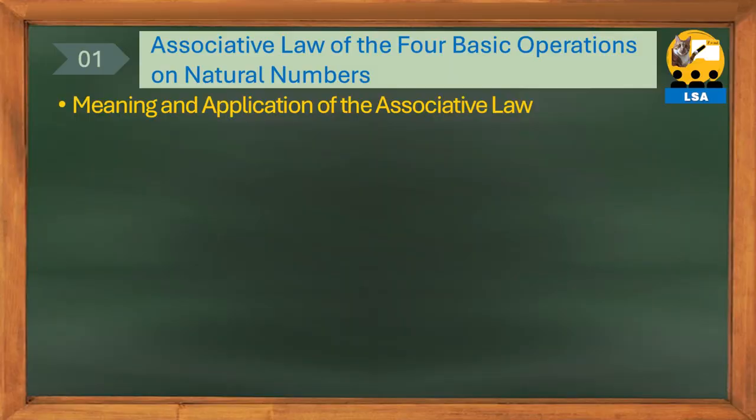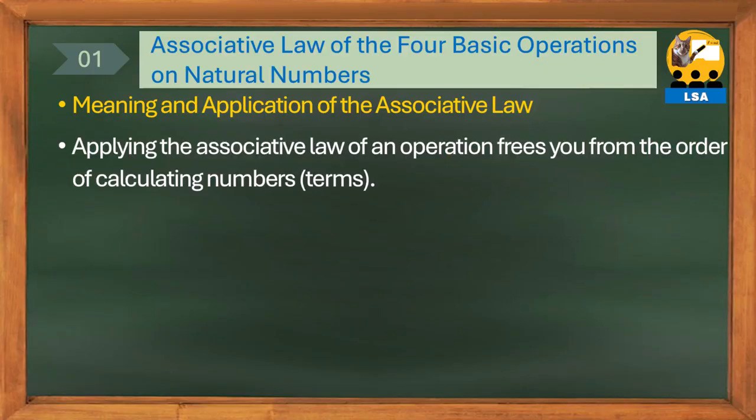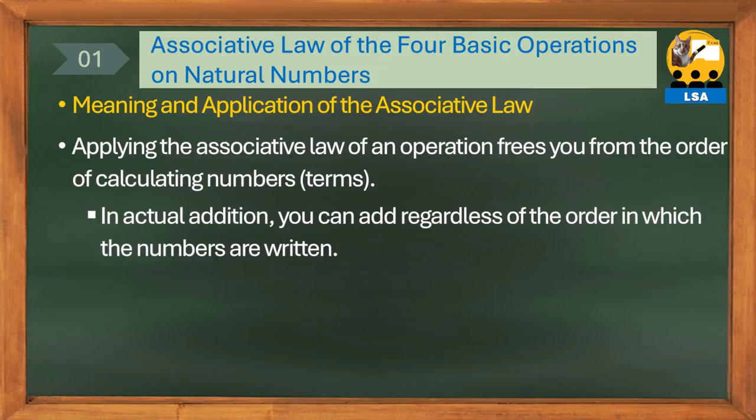What are the advantages of utilizing the associative law of operations in actual calculations? For an operation that satisfies the associative law, even if there are multiple terms in an equation, calculating the later terms first does not change the operation value, so you are not restricted by the order in which the terms are written and can freely choose the order of calculation. In the actual calculation of natural number addition, even when adding many numbers, you can freely determine the terms to calculate regardless of the written order for convenience.